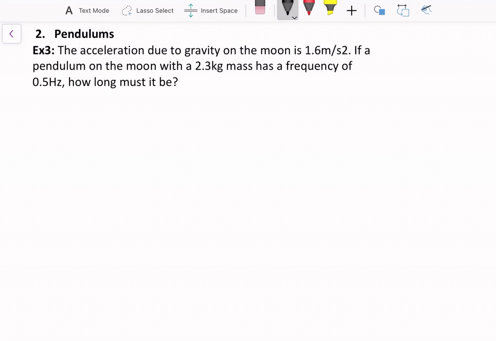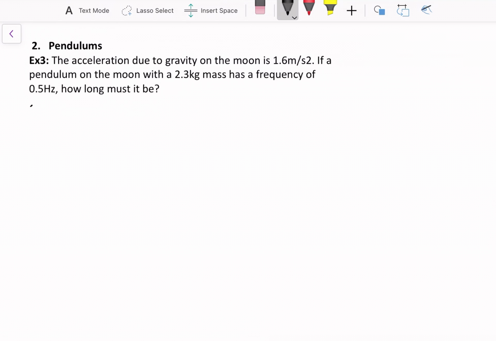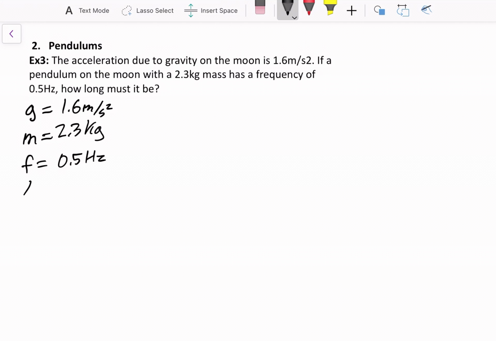So in this case, we've got a pendulum on the moon, and we want to know how long it has to be. The acceleration due to gravity on the moon is 1.6 meters per second squared. If the pendulum on the moon has a mass of 2.3 kilograms on the end, and it has a frequency of 0.5 hertz, how long is the pendulum?